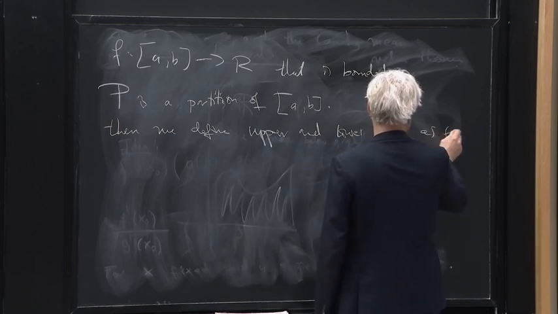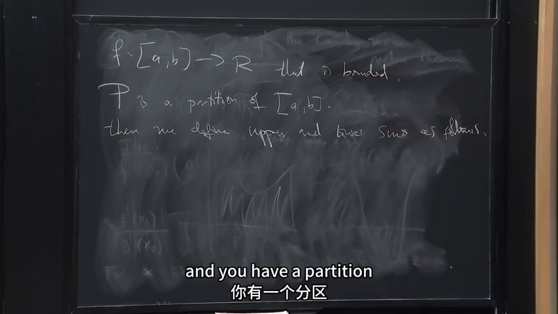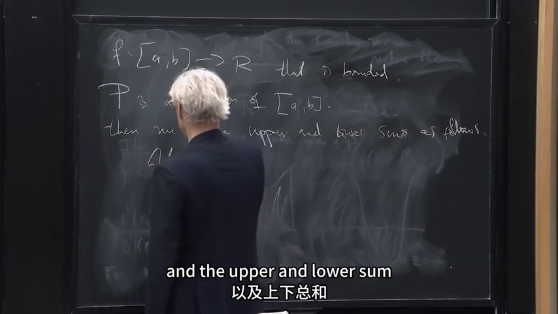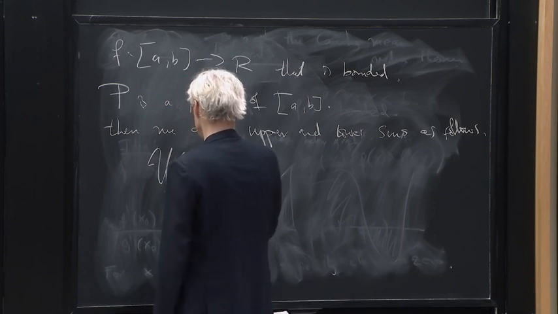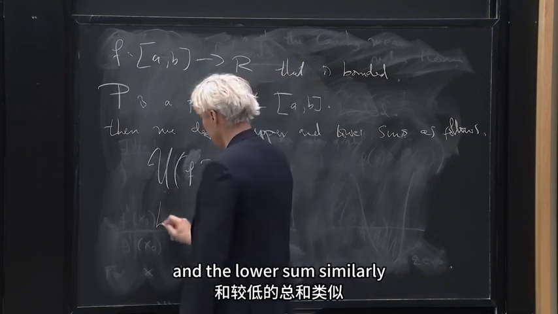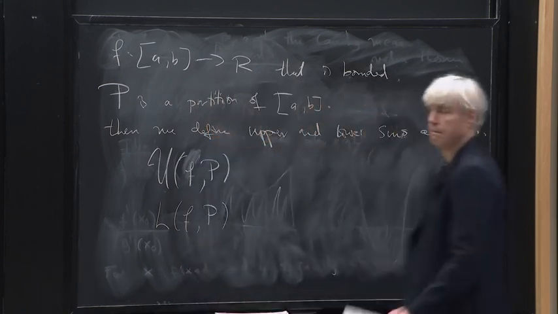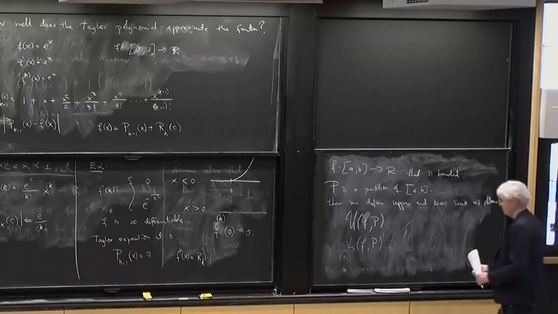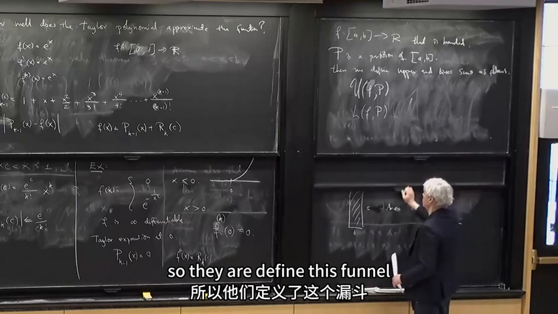As follows. Right, so again, you have a given function that is bounded, and you have a partition. And so we define upper and lower sums, and the upper and lower sums I will denote like this. It depends on the function, of course, and then on the partition. That's the upper sum. And the lower sum, similarly, I will denote like this. And so how are these defined? They are defined as follows.